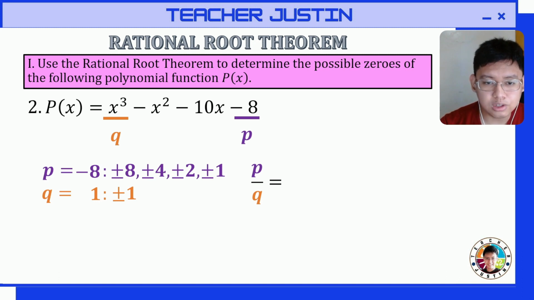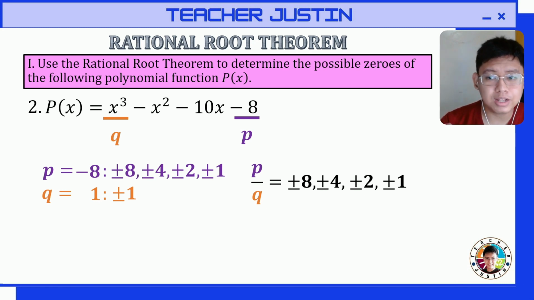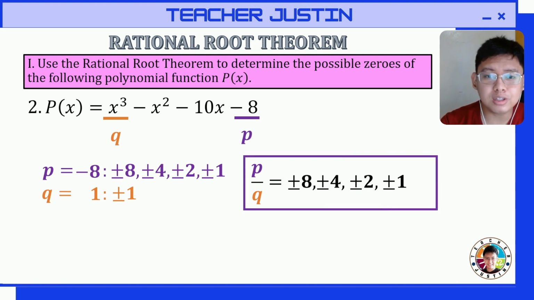So, let's divide. So, start tayo kay 8 divided by 1. That will be 8. 4 divided by 1 is 4. 2 divided by 1 is 2. And 1 divided by 1 is 1. And please do not forget to place positive, negative. So, we will get both positive and negative roots. So, positive negative 8, positive negative 4, positive negative 2, and positive negative 1. And this will be our possible zeros of our polynomial function. And that's it. Ta-da! Alright.